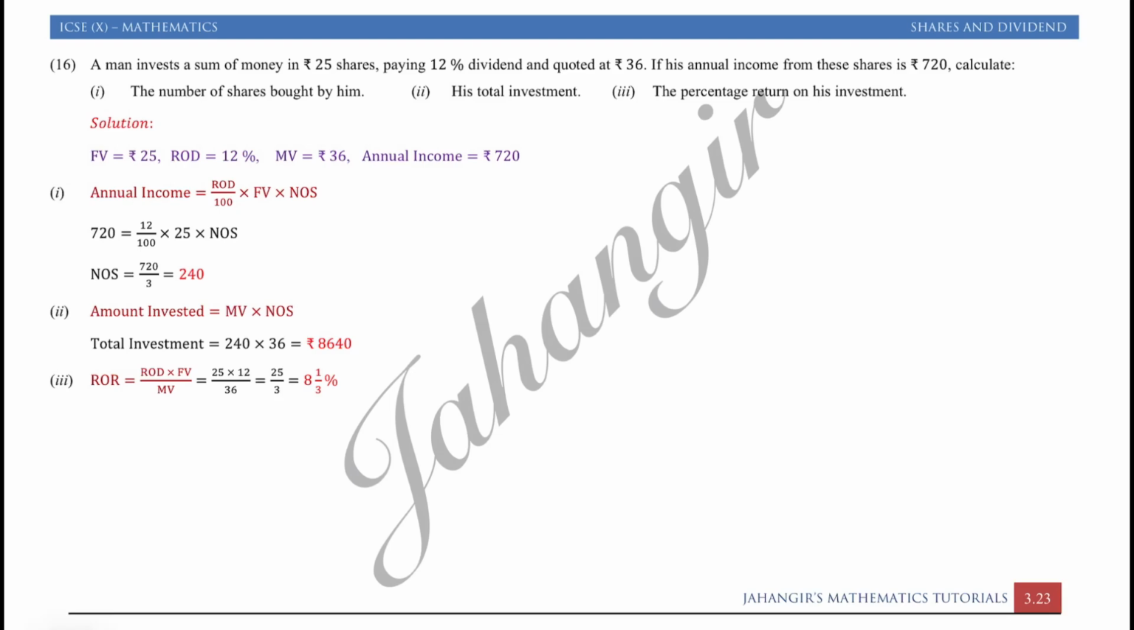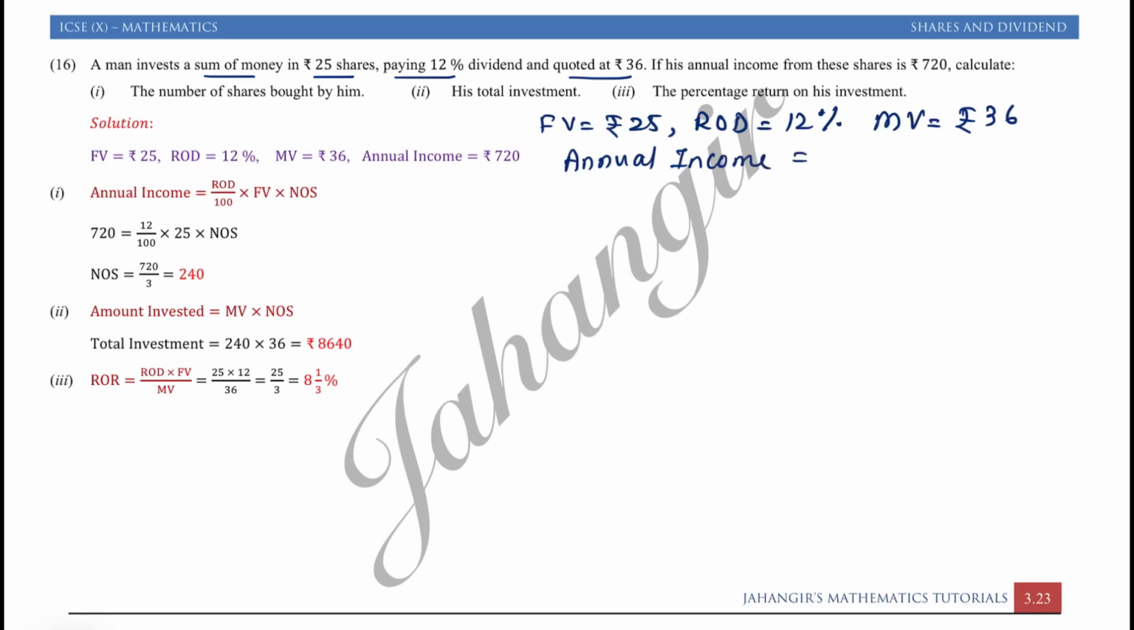Question number 16. A man invests a sum of money in rupees 25 shares paying 12% dividend and quoted at 36. So here face value is given as rupees 25, the value of the share is 25, which is paying 12% dividend, that is ROD is 12%, quoted at MV is equal to rupees 36. If annual income is equal to rupees 720, calculate the number of shares.